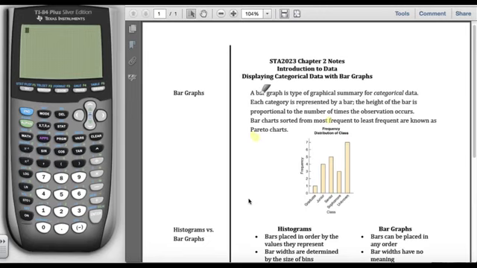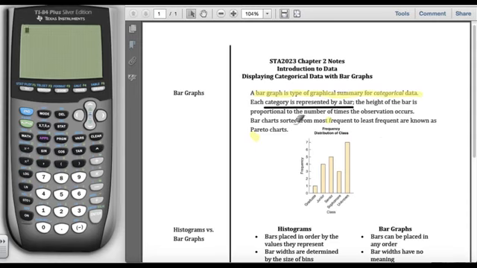Bar graphs are going to be our way for displaying categorical data. We're going to use dot plots, histograms, or stem plots for numerical data. Now in a bar graph, each category is represented by a bar, and the height of the bar is proportional to the number of times the observation occurs. So pretty much the more results you get in that category, the higher its bar will be. The fewer results you get in a category, the lower its bar will be.